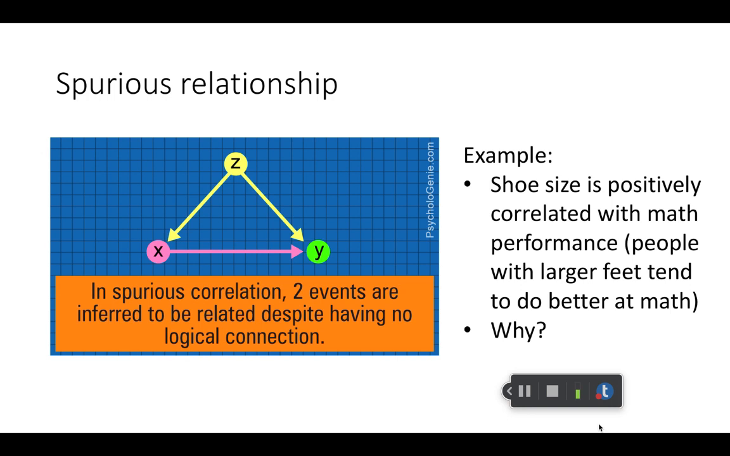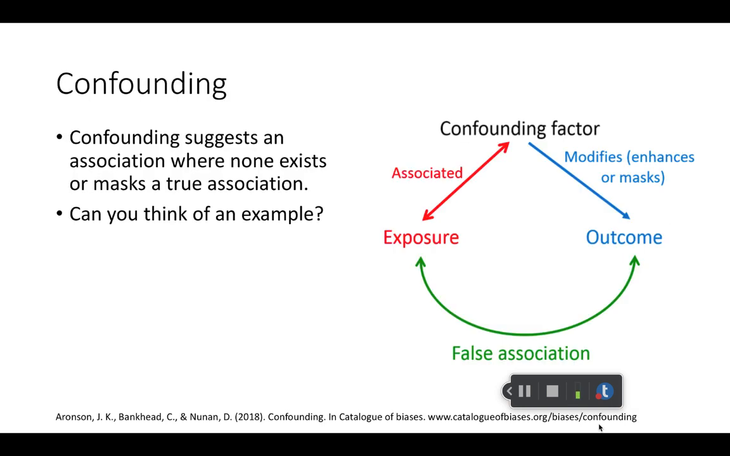But there is a third variable that completely explains this relationship. What is it? It's age. The older we get, the better we tend to be at math up to a certain point. So this is an example of confounding. Confounding suggests that there is an association where none exists, or it may be masking a true relationship. Can you think of another example of a confounding factor that explains an apparent relationship between some exposure and some outcome?